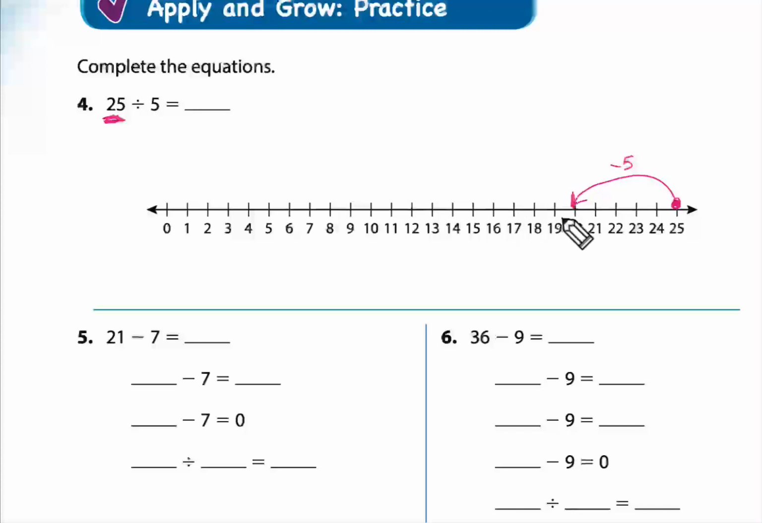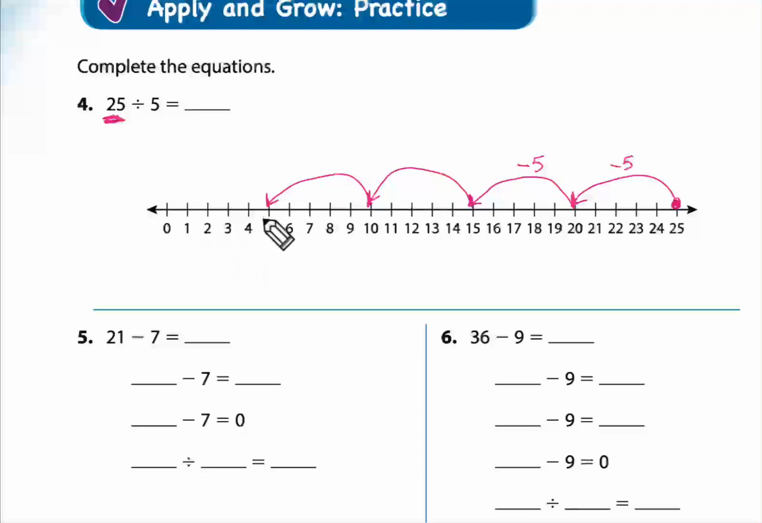Count back another 5. 1, 2, 3, 4, 5. We land on 15. Okay. Count back another 5. 1, 2, 3, 4, 5. So we land on 10. Again, 1, 2, 3, 4, 5. So we land on 5.